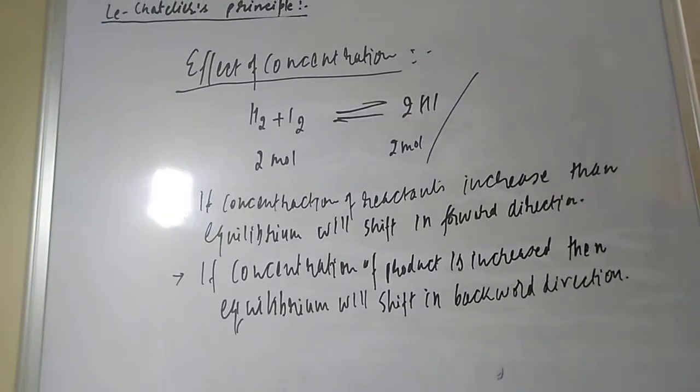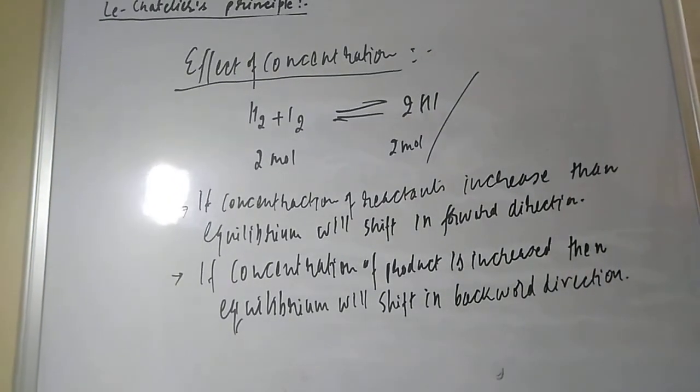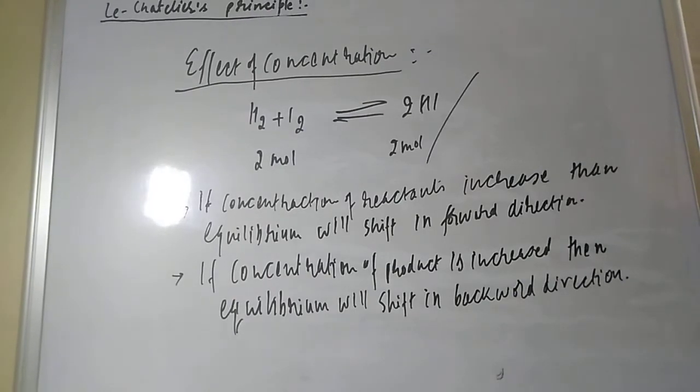This is all about these 2 points, student. Now you can go with any example. This is not a very big problem, student. Wherever you find an increase in the concentration of reactant, the product will increase, and if the product concentration is increasing, the equilibrium will shift in the reverse direction, that is the reactant side.